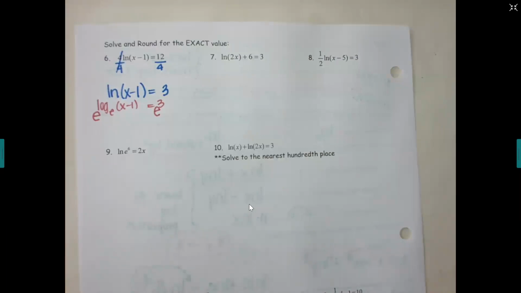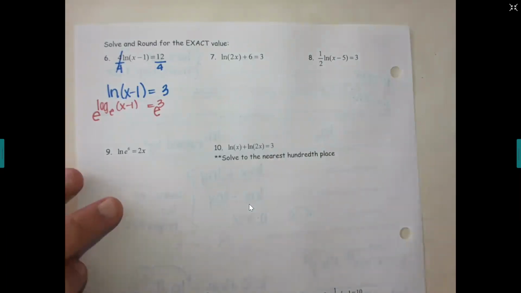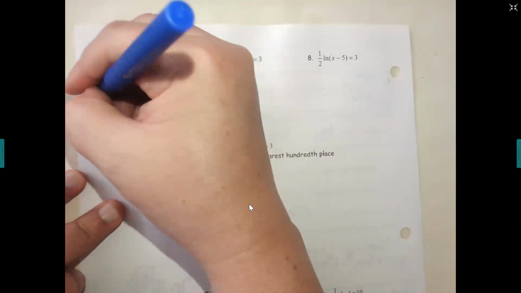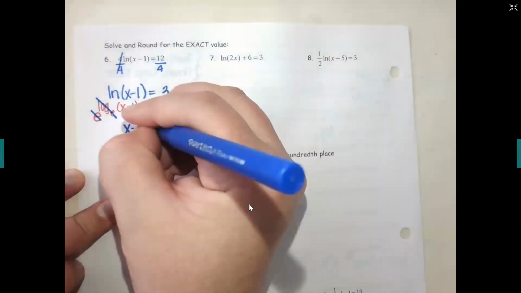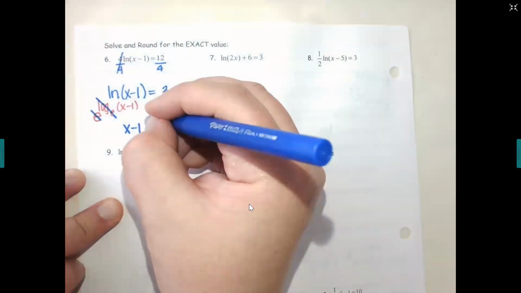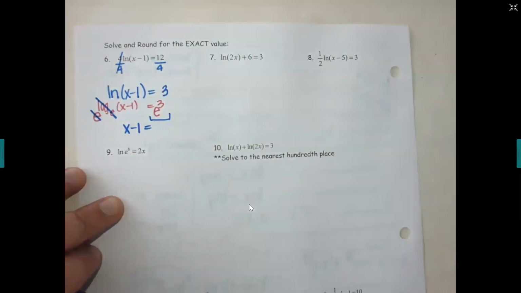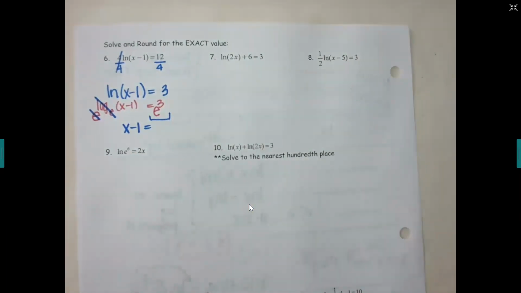And then what happens when you put a big E on the log little e? They're going to cancel out just like they did last time. So these are going to be gone. All I have left is x minus 1 equals. And then I'm going to put this into the calculator. Remember, I showed you where the E button is.